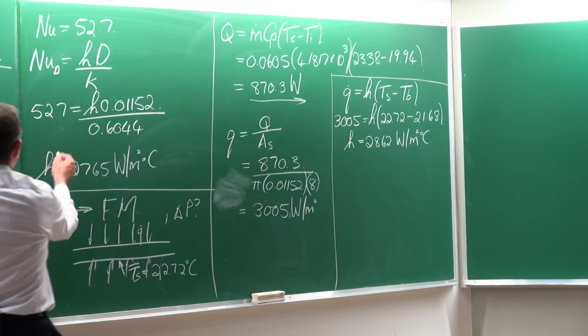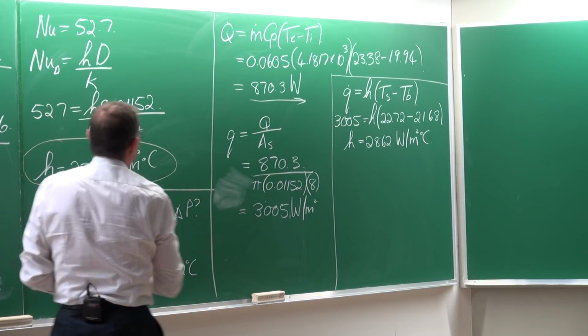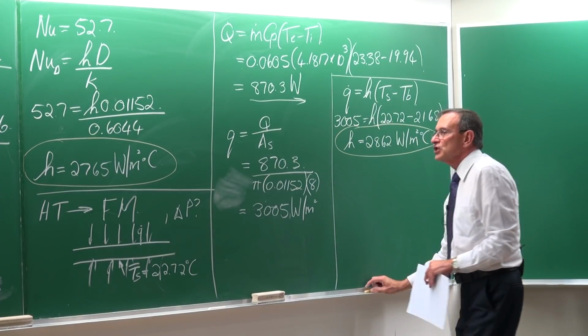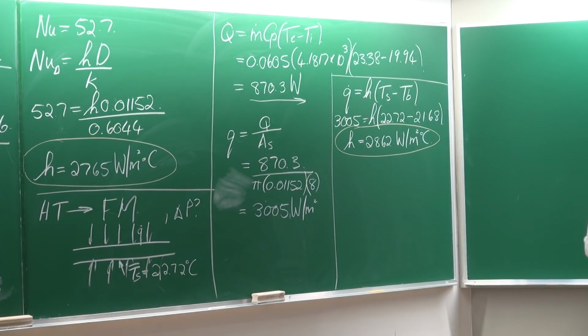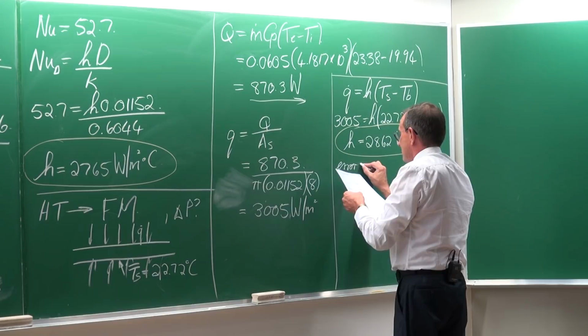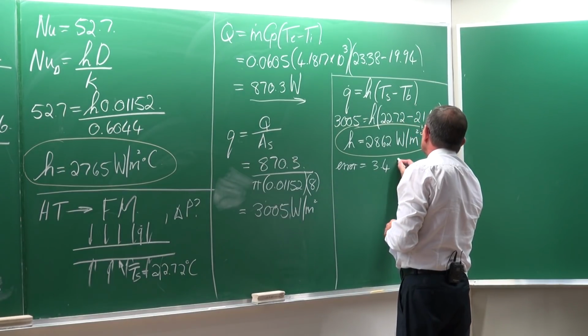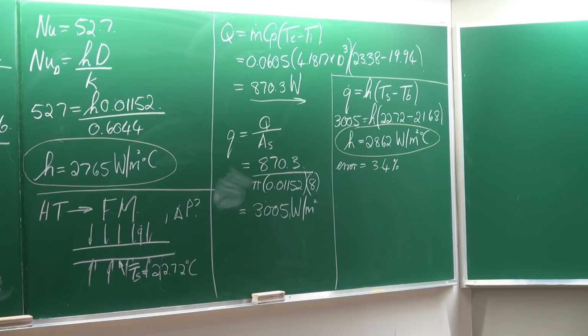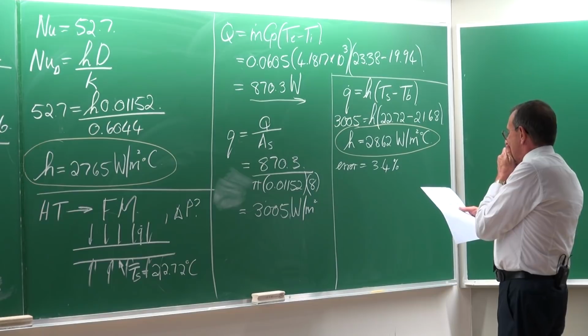This was the heat transfer coefficient that we've determined from the fluid mechanics part, and this is now the heat transfer coefficient that we've determined from the heat transfer part. If we compare these two, the error is 3.4%. So for us as mechanical engineers, that's great, such a small error.